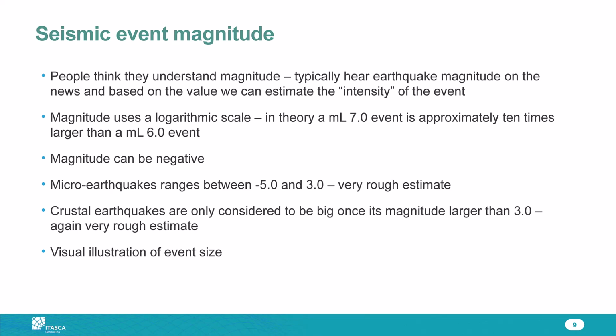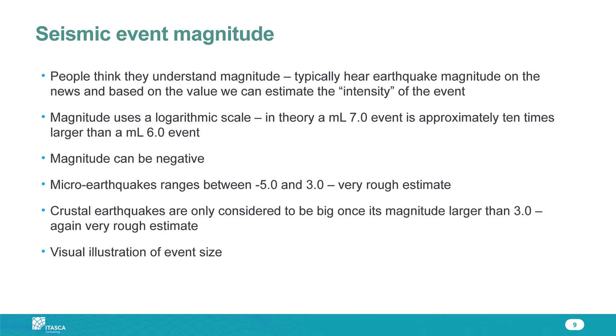Magnitude uses a logarithmic scale. So in theory, a magnitude 7 event, for example, is 10 times larger than a 6 event. It's not 100% 10 times. It depends again on the magnitude scale that you use, but in theory it's roughly about 10 times larger.